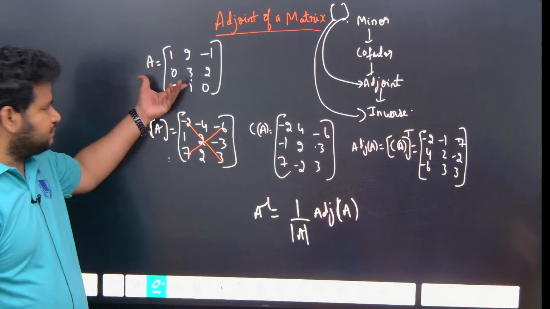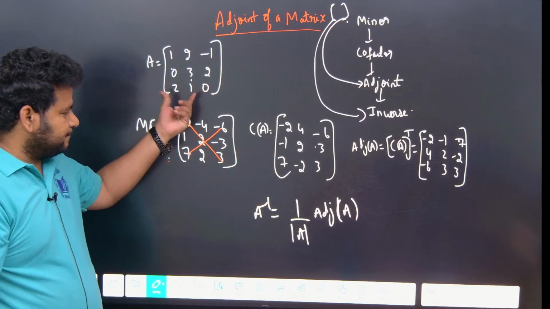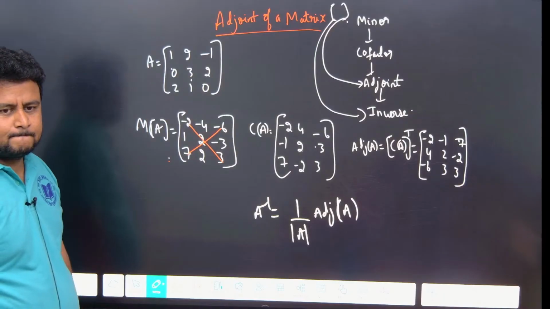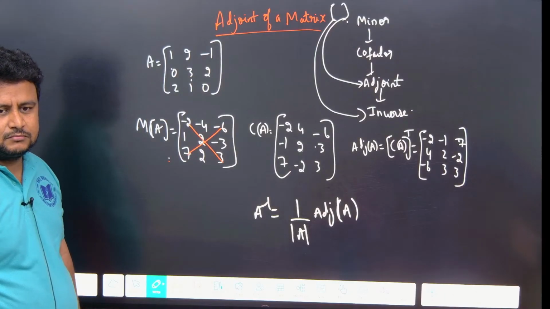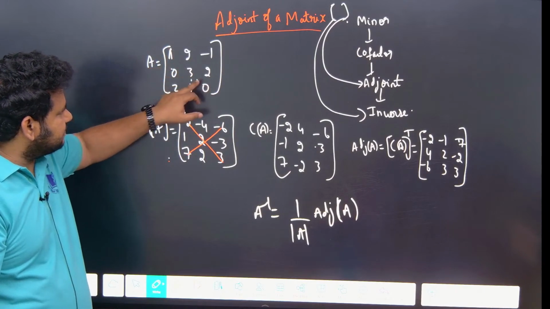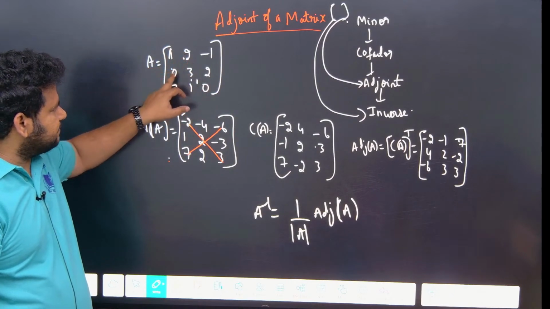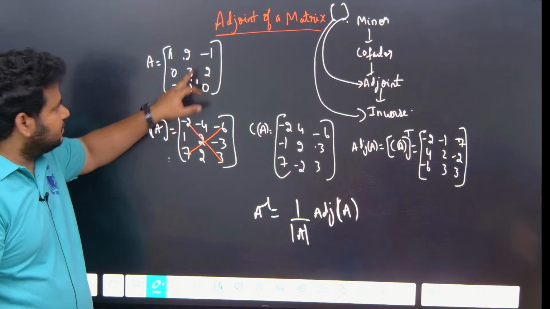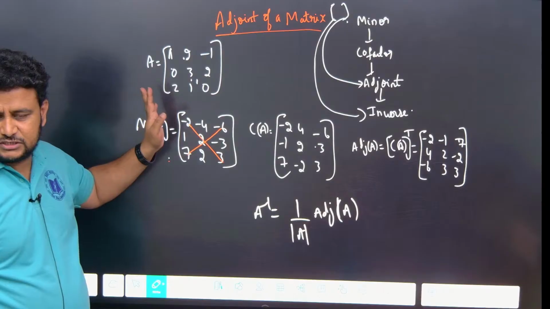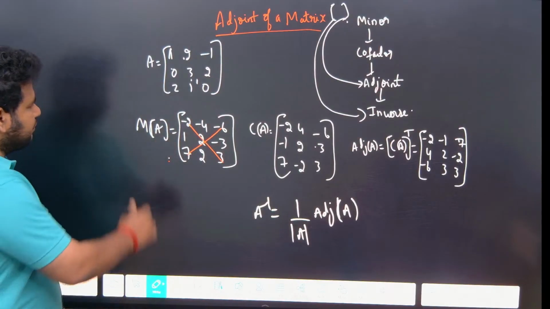Det of A is what? This one, not that one, that is adjoint of A. So det of A is this one. How to find det of A? See, this first element and this element you have to multiply. Minus second element and this element you have to multiply. Plus this element and this element you have to multiply. That is how you will get the determinant.